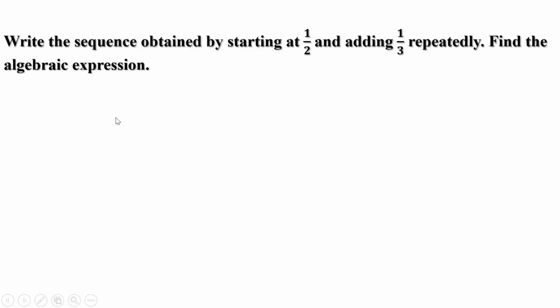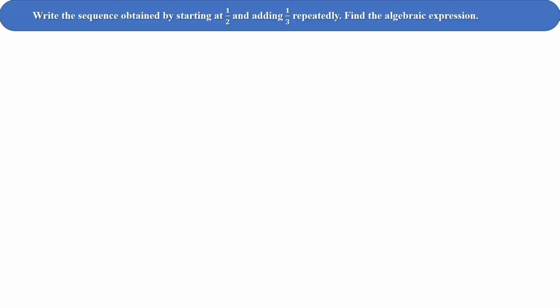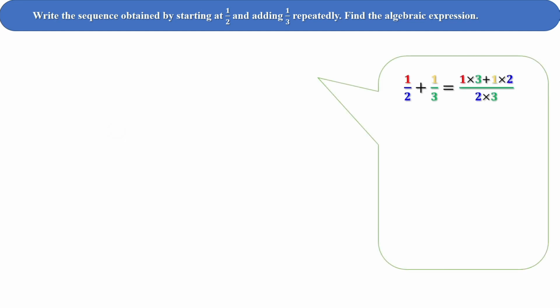Now let us do some examples. Write the sequence obtained by starting at 1/2 and adding 1/3 repeatedly. Find the algebraic expression. The first term is 1/2. And to get the second term, we have to add 1/2 and 1/3. How can we add? (1 into 3 plus 2 into 1) divided by (2 into 3), and that is equal to 5/6. So 5/6 is the second term.